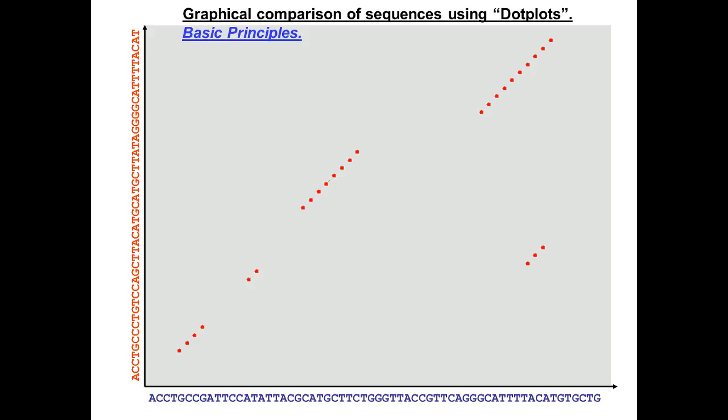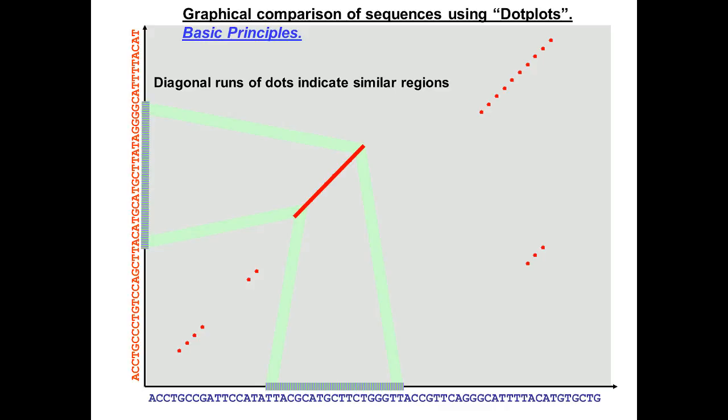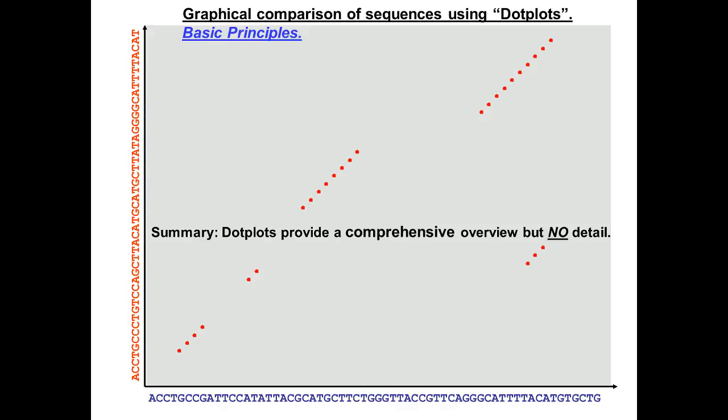Roughly diagonal, more or less unbroken runs of dots will indicate regions between the two sequences that are interestingly similar, possibly for biologically significant reasons. All very vague, but dot plots are intended to give a comprehensive overview rather than any detail. A dot plot reports all regions between two sequences showing promise of homology. A textual alignment is required to see individual residue-level detail.